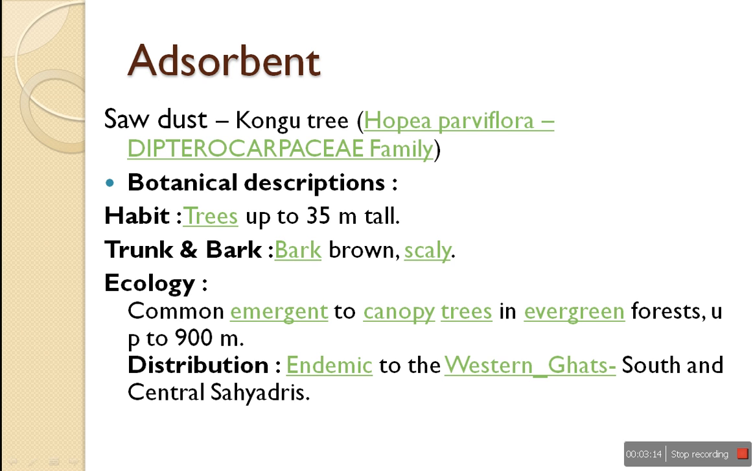Adsorbent is the medium which adsorbs the adsorbate on its surface. It is a surface phenomenon. In this adsorption study, sawdust is taken as adsorbent and fluoride is taken as adsorbate. The sawdust, from the KONGU tree, botanically named Hopea parviflora, has ecological characteristics of being common, emergent to canopy in evergreen forest up to 900 meters. It is mostly distributed in the Western Ghats, South and Central Sahyadris.